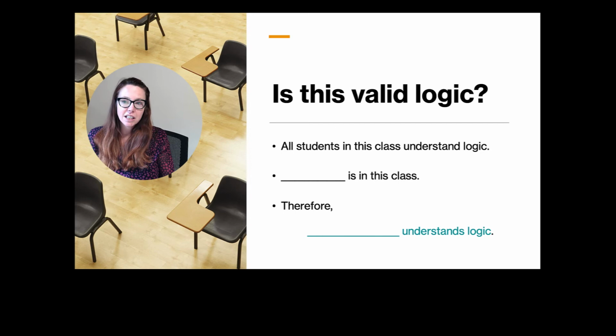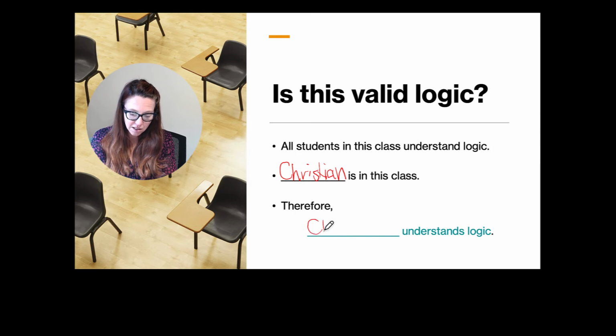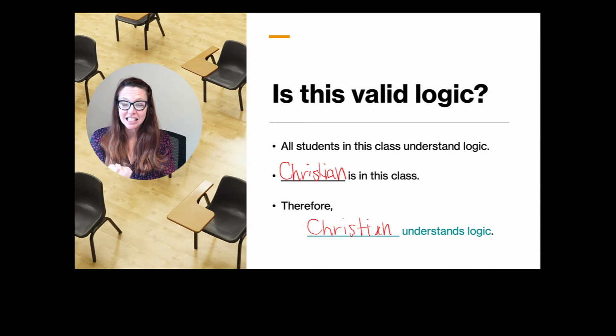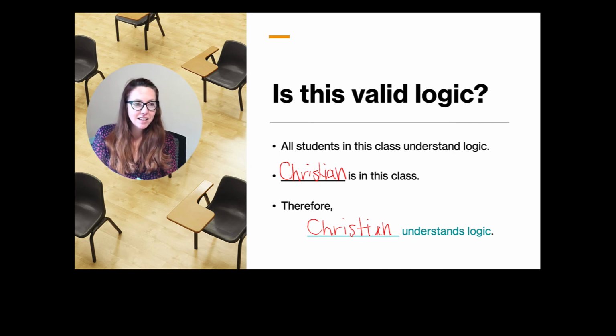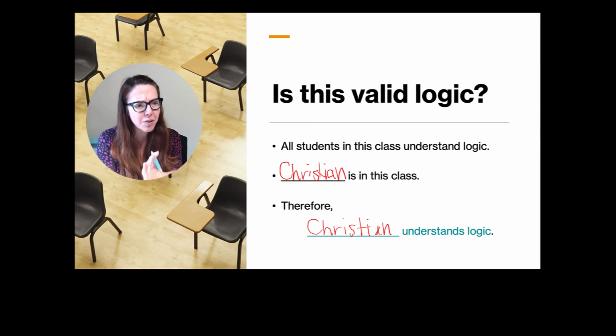Okay, so here's a question. I'm going to pick: all students in this class understand logic. Christian is in this class. Therefore, Christian understands logic. Is this valid logic? Agree, this is valid logic. Why can I say this is valid logic? What rule am I following? And how do I break it down? Yeah, so this one is Ponens, the universal Modus Ponens. How do I break it down?